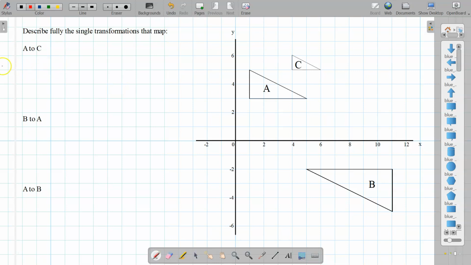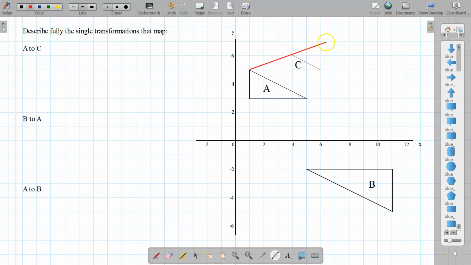So the first one is we've got to describe fully the single transformation that maps shape A onto shape C. So that's up here. Well, what we can do first is draw in some ray lines. These are faint lines, usually done in pencil, to find certain bits of information that you need to describe the enlargement.